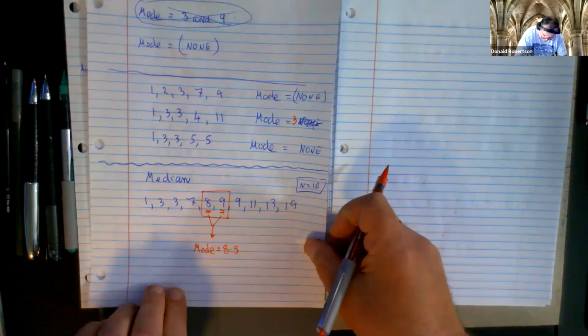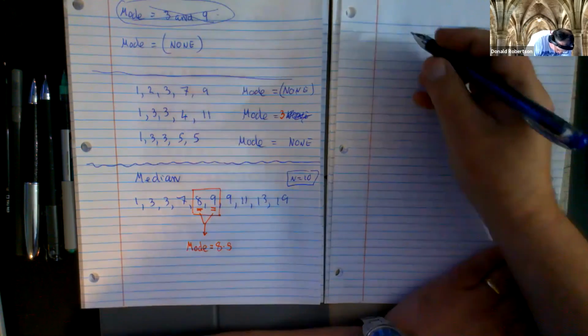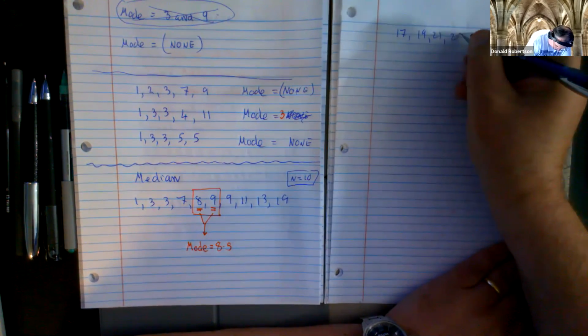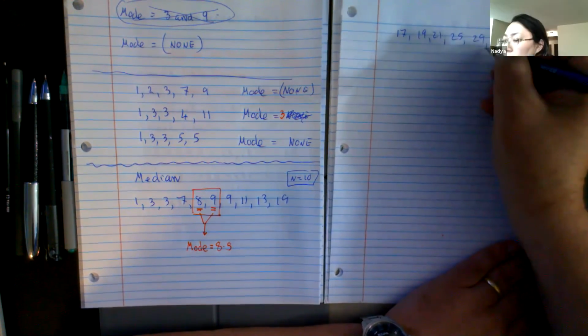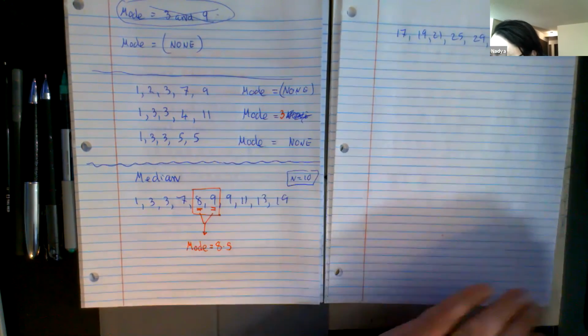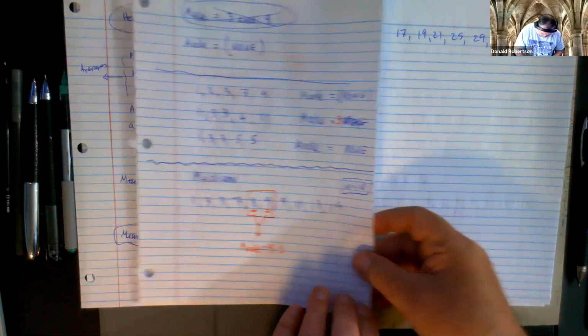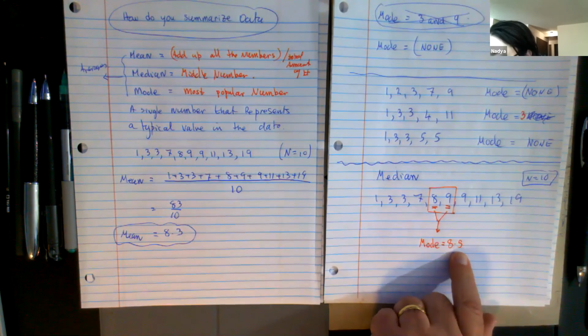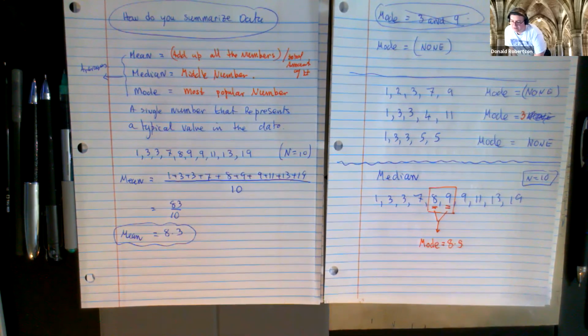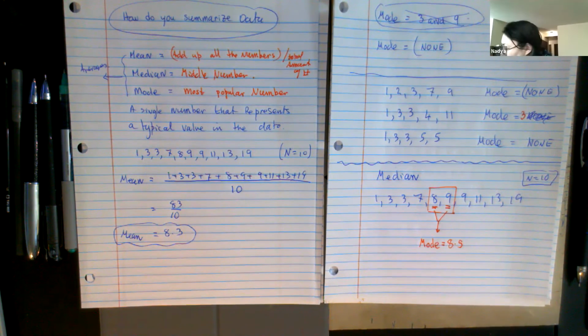So let me show you a different data set. I'm sorry, I cannot understand. You wrote mode 8 and 9 or 8.9? I didn't write either of those. I wrote 8.5. Sorry. Looks like that to me.